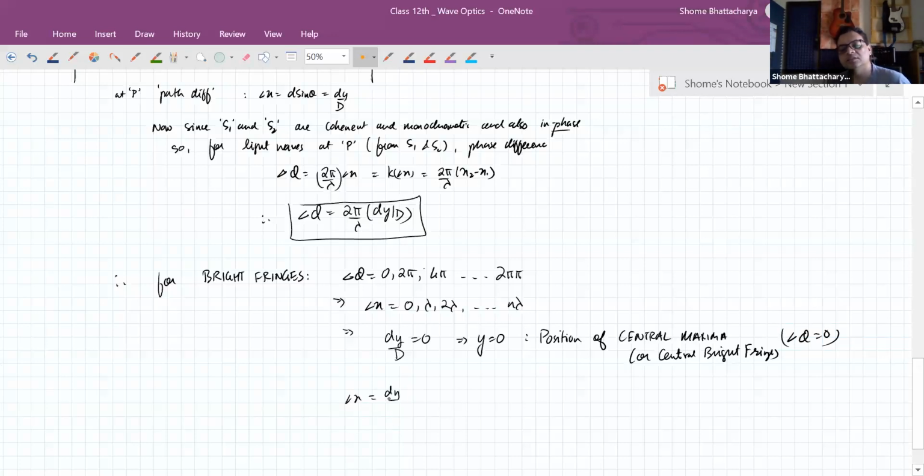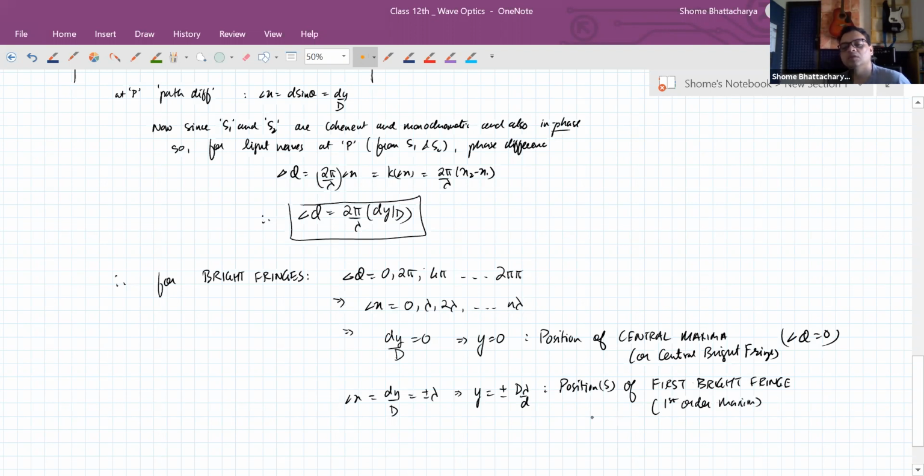dy by d, or delta x, equals plus minus lambda, because it could be above and below, corresponds to y being plus or minus d lambda by small d. Okay, so this is the position of what we call the first bright fringe, or what we can also call the first order maxima. So this is above and below the central maxima.